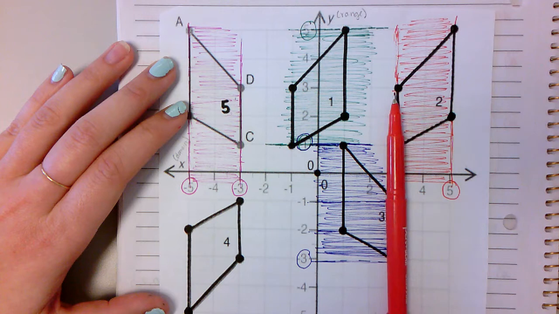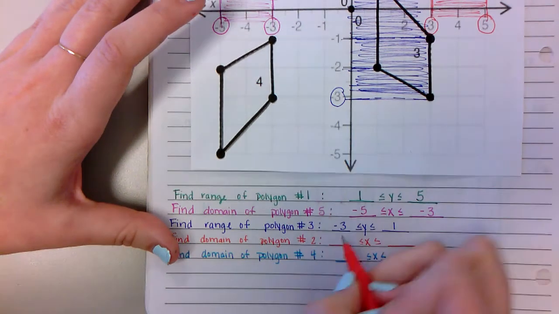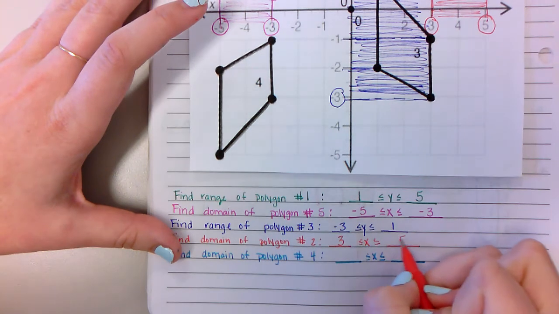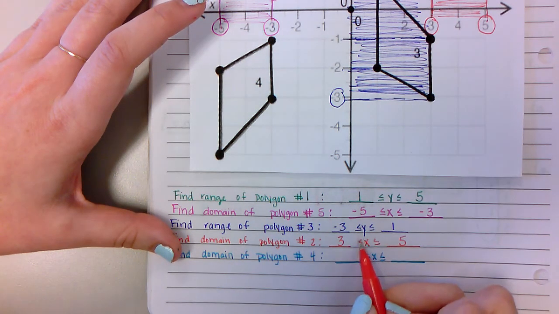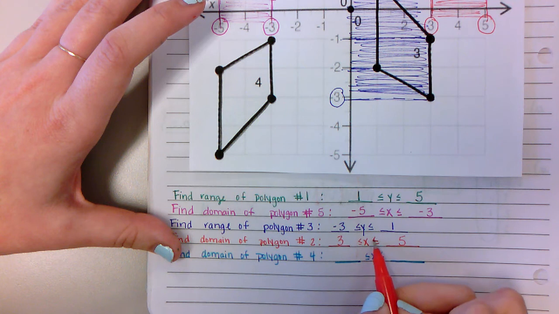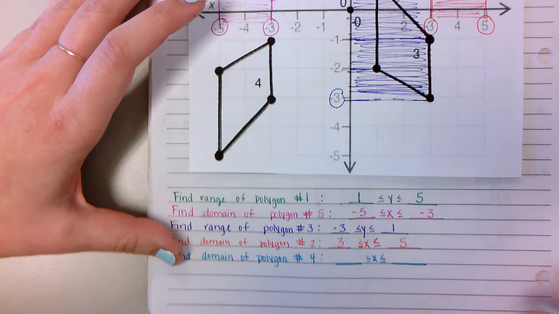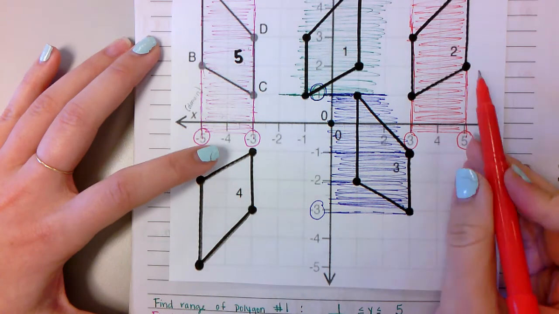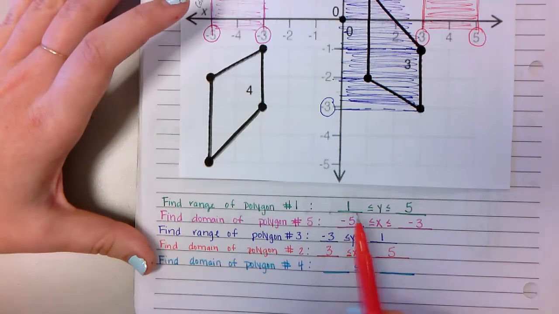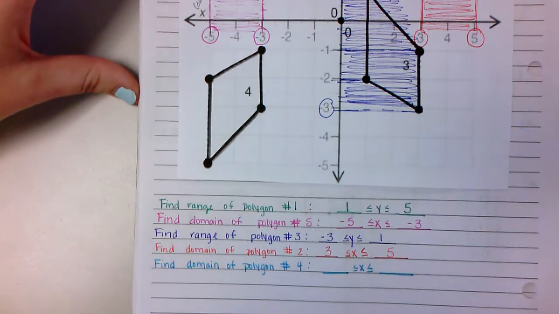3 and 5. And 3 is a smaller number than 5. So when we write this down, we put 3 here and 5 here. So as long as my x is greater than 3 but less than 5. And it can be equal to those numbers, because as you see, it does touch those numbers. So all of these are equal to that number, but anything in between.